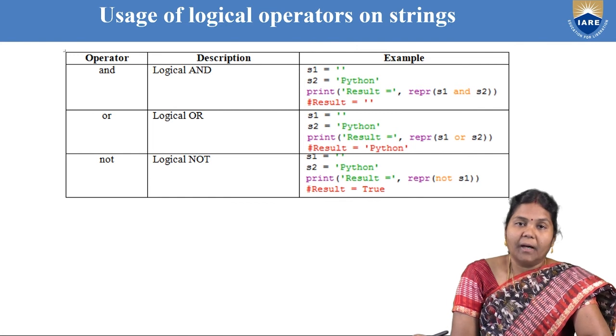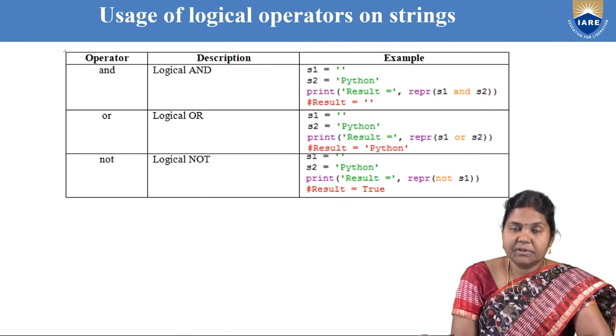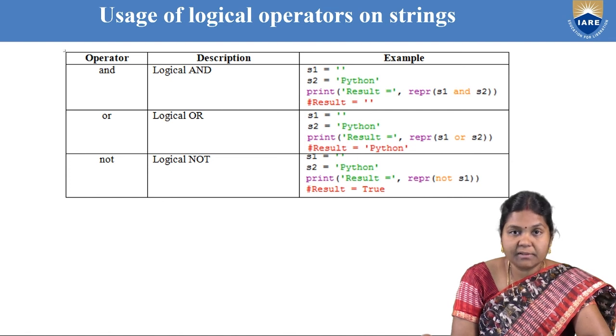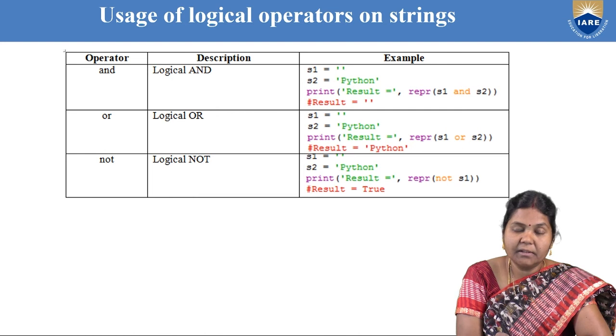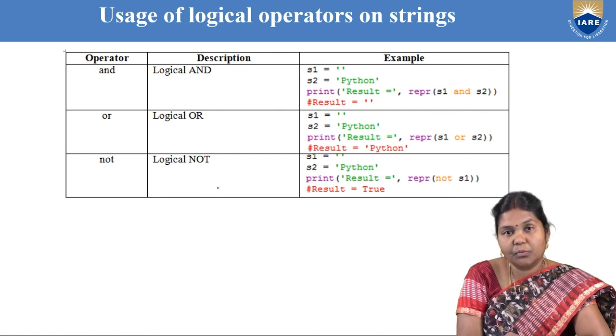Now, apart from the built-in methods which are available in Python, you can also use the logical operators in strings. We have 3 logical operators in Python, called AND, OR and NOT: logical AND, logical OR and logical NOT. Let us see how to use them.